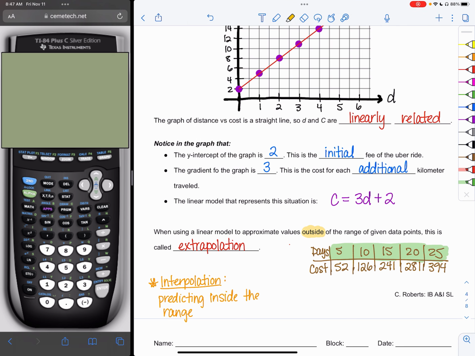And make sure that you highlight the part for inside for interpolation there.